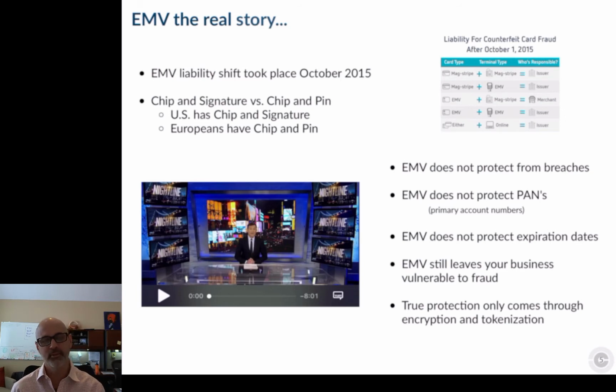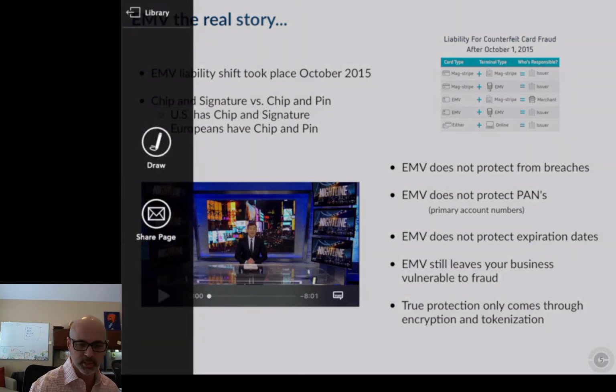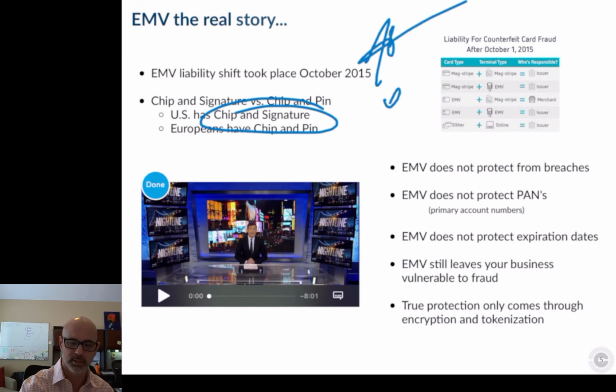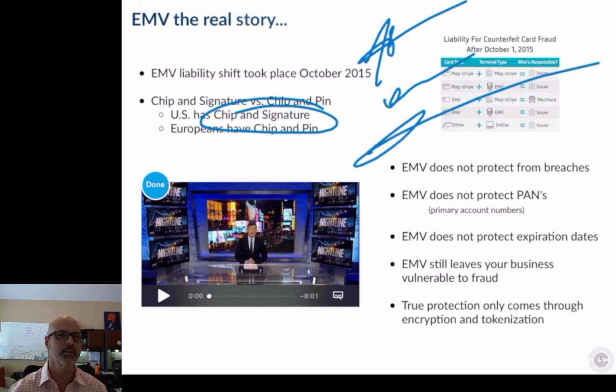So EMV is supposed to be the be-all, end-all with the little chips. The problem is that here in the U.S., we adopted what is called chip and signature. Now, chip and signature sounds pretty good, but the problem is, watch this. I just signed my name. Let's watch this. I just signed my name again. I just signed my name again. Do they look the same? No. Because there are 1,000 ways to sign your name.